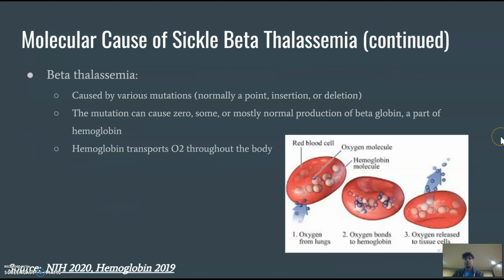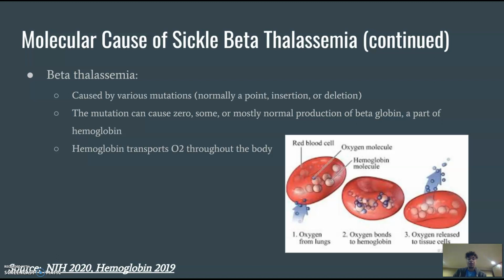So a little bit more about beta thalassemia. This can be caused by things like a point mutation, an insertion, so inserting a base pair, or deleting a base pair. Very rarely is it caused by a frameshift mutation. But this mutation can cause zero production of normal hemoglobin, maybe some normal hemoglobin, or almost normal levels of hemoglobin with only a little bit of deficiency, and so there's a range.